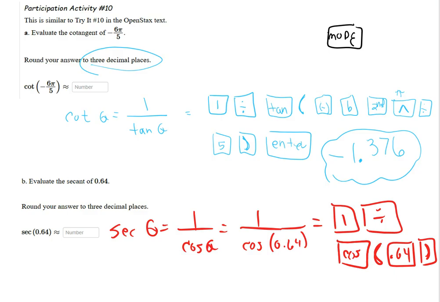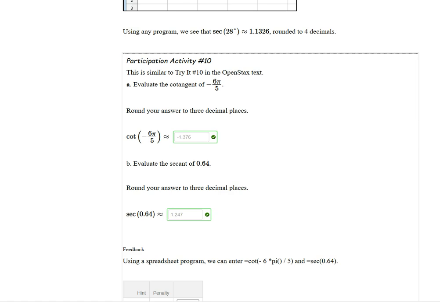And this one comes out to be 1.246, but then the next number is a 7. So my 6 goes up to a 7. And that's my answer there, which I already typed in, negative 1.376 and 1.247. Got them right.